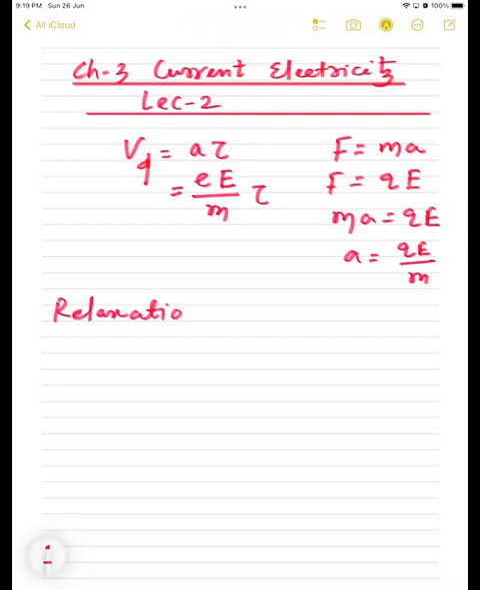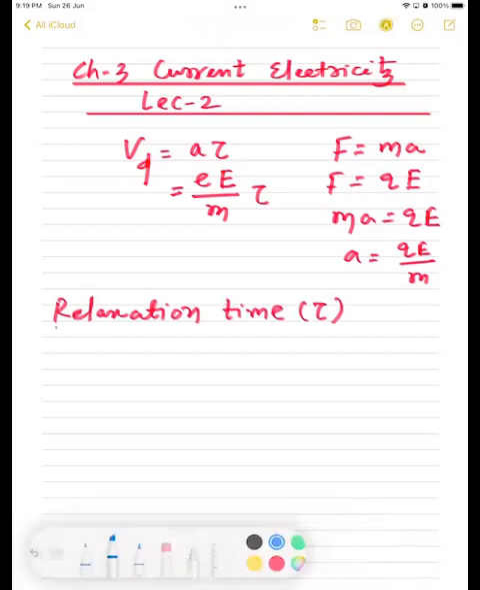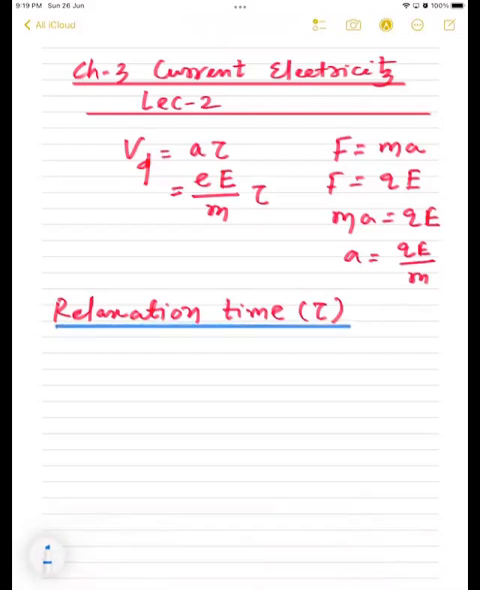Relaxation time. Relaxation time is symbolized as tau. Are you getting all? My voice is audible, screen is visible. Yes, sir. Okay. So let's see. This is relaxation time tau, right, students? It is the time interval.